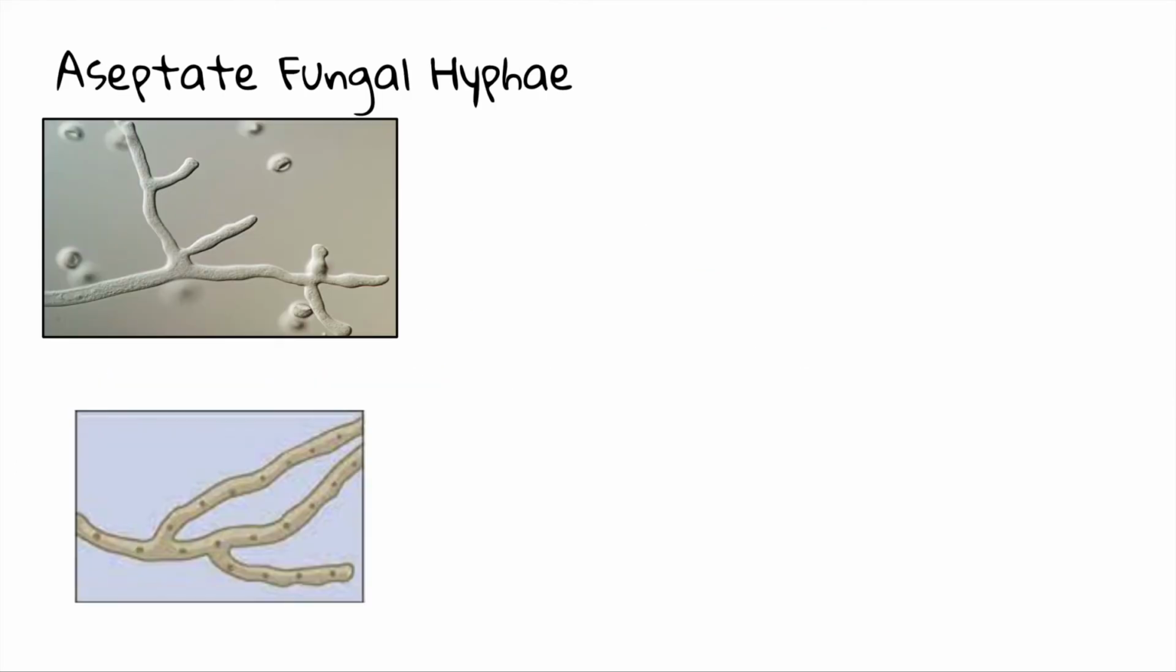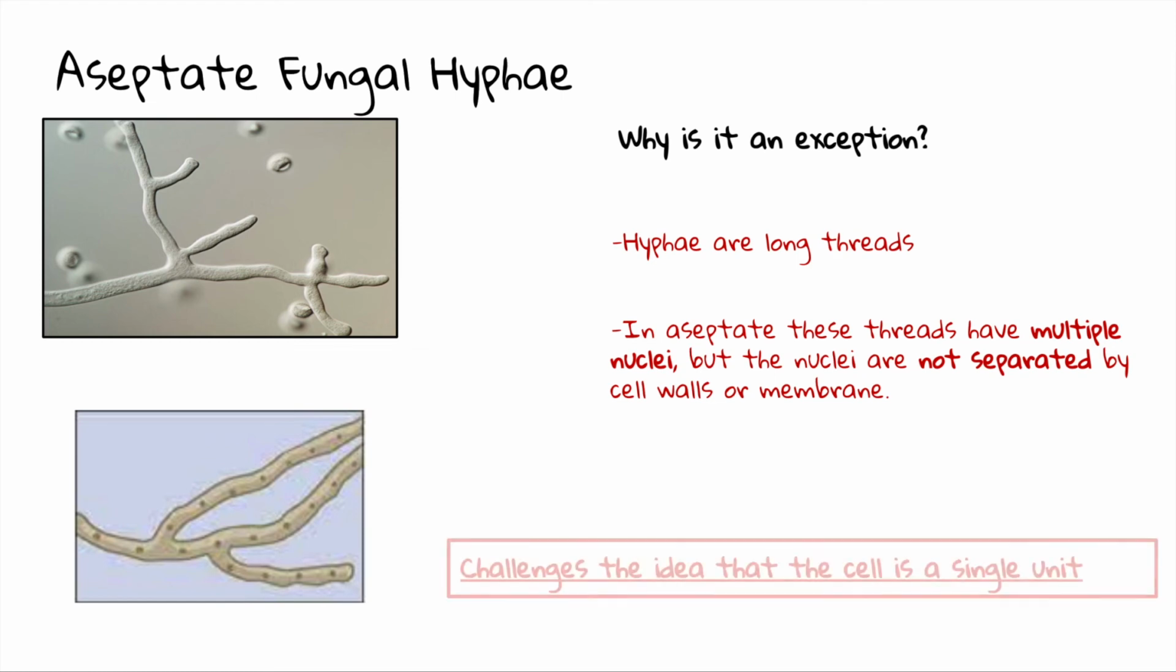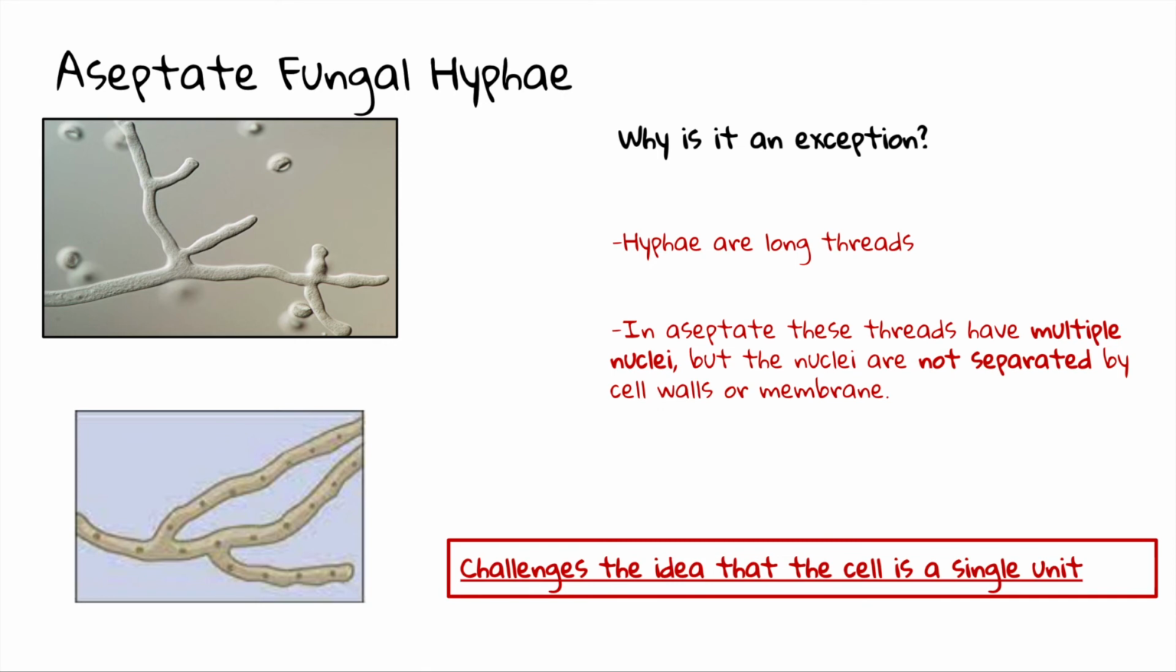Aseptate fungal hyphae. This is the next exception to the cell theory. So why is it an exception? First, we need to understand that hyphae are long threads, and in aseptate fungal hyphae, these threads have multiple nuclei, so they are multinucleated, but the nuclei are not separated by cell walls or membrane. So therefore, the aseptate fungal hyphae challenges the idea that the cell is a single unit.